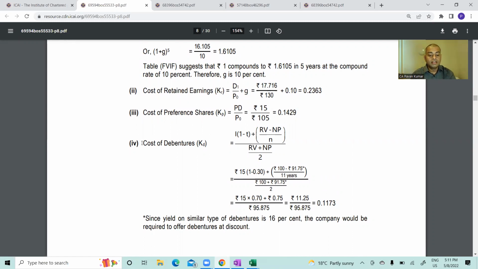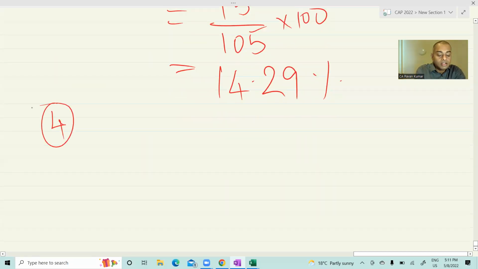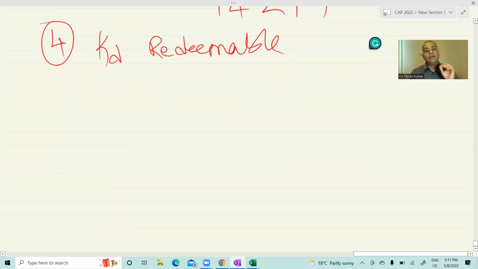Cost of debenture. See how they have calculated. Okay. So, 4. KD, since it is redeemable, globally will not do problems like this. This is ICA model. Do you know? Always there are 3 answers to every question. One is right answer. One is wrong answer. One is ICA answer. So how ICA wants, like that, you need to package your answer. Otherwise, ICA will not accept it.